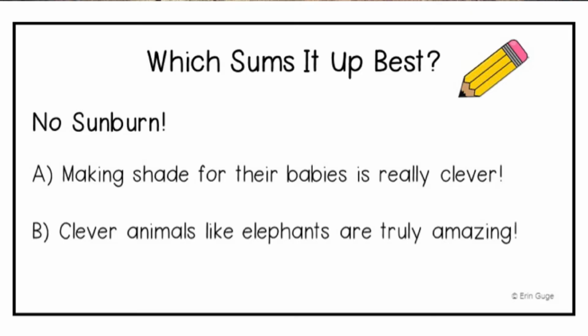Let's look at two more choices now and see which best sums it up. Choice A says, making shade for their babies is really clever. Choice B says, clever animals like elephants are truly amazing. Which is better? Whisper A or B. Letter B sums it up best. It tells the main idea of the question and answer.